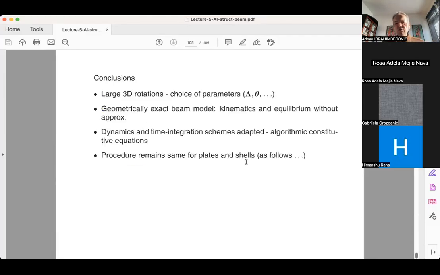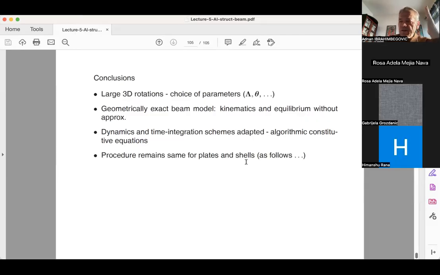So this is the short conclusion that I try to give you, the presentation of large displacement with the beam elements. And the main difficulty was the non-vectorial character of large rotation.